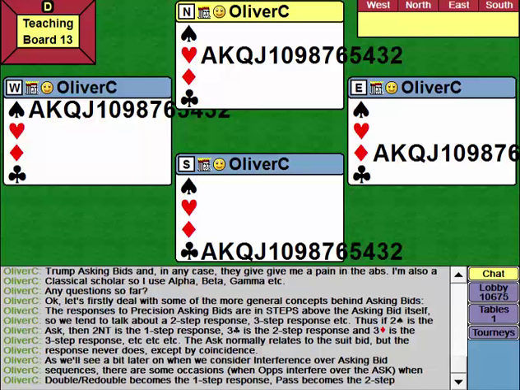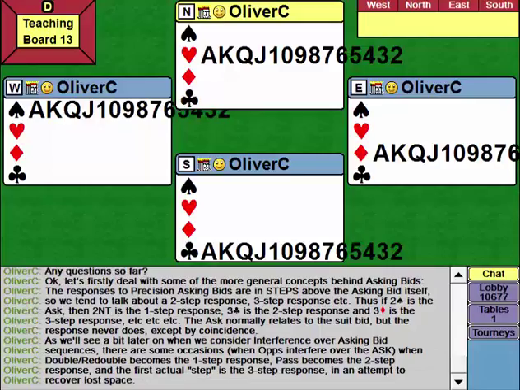Okay, so very briefly, there are some times where even pass and double or redouble become responses. And in fact, pass and double or redouble can even be asking bids. We'll cover that in a lot more detail when we get to dealing with interference over asking bids, which comes towards the end of the section of this teaching series on asking bids.